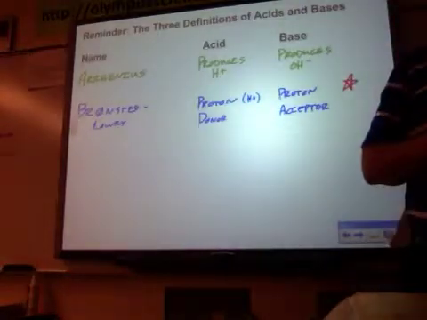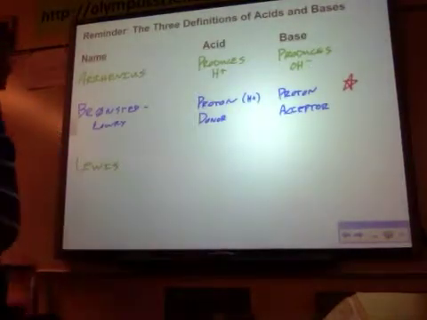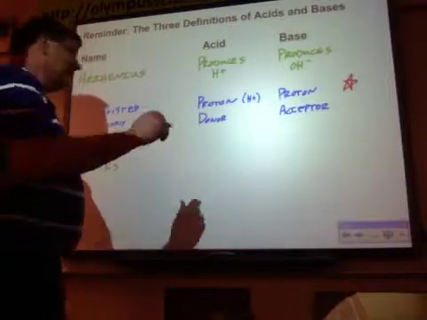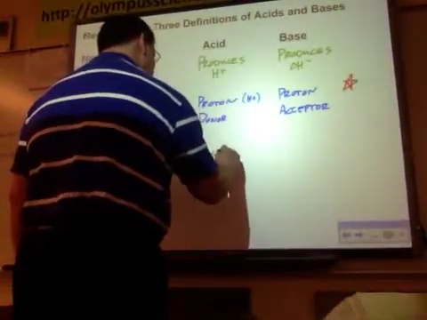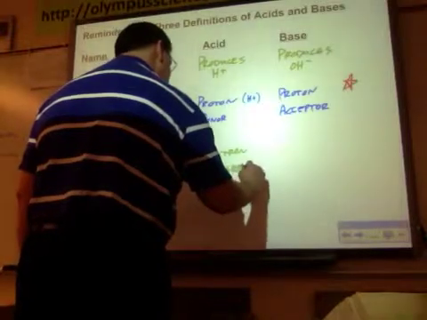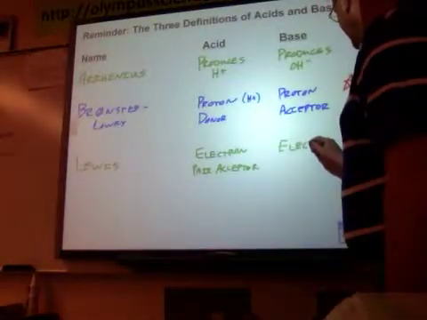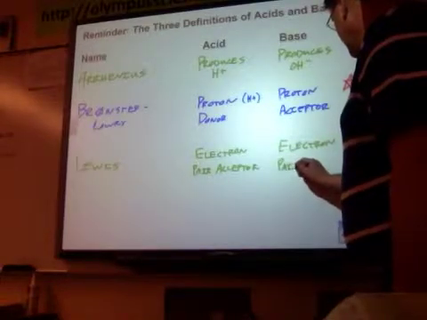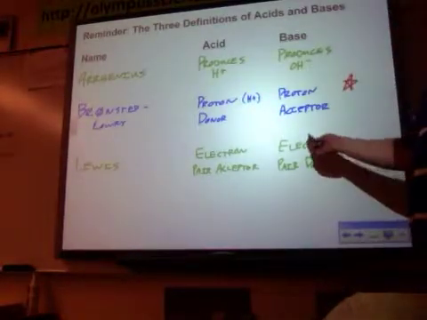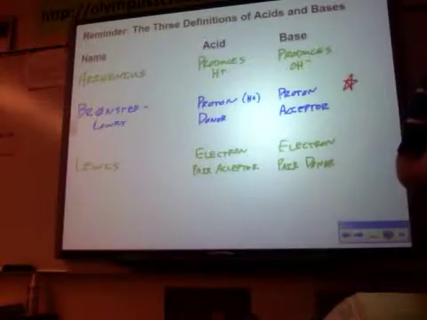All right. The last version. Lewis. Who we will also talk about towards the end of this quarter. What is a Lewis acid? An electron pair acceptor. And a Lewis base? Electron pair donor. In other words, anything with a lone pair of electrons could qualify as a Lewis base. Because theoretically, that lone pair could be used to hook onto something else.